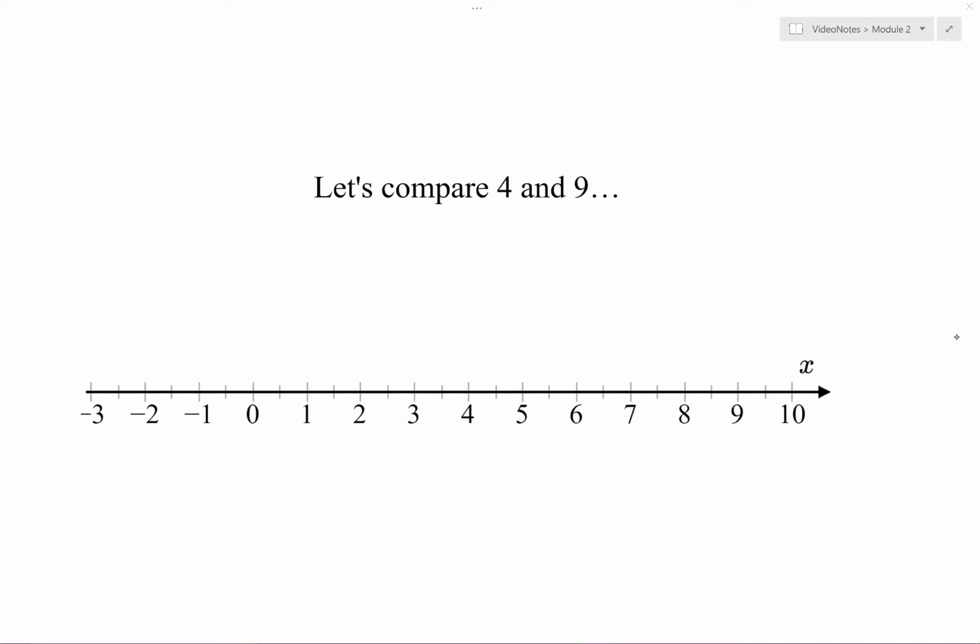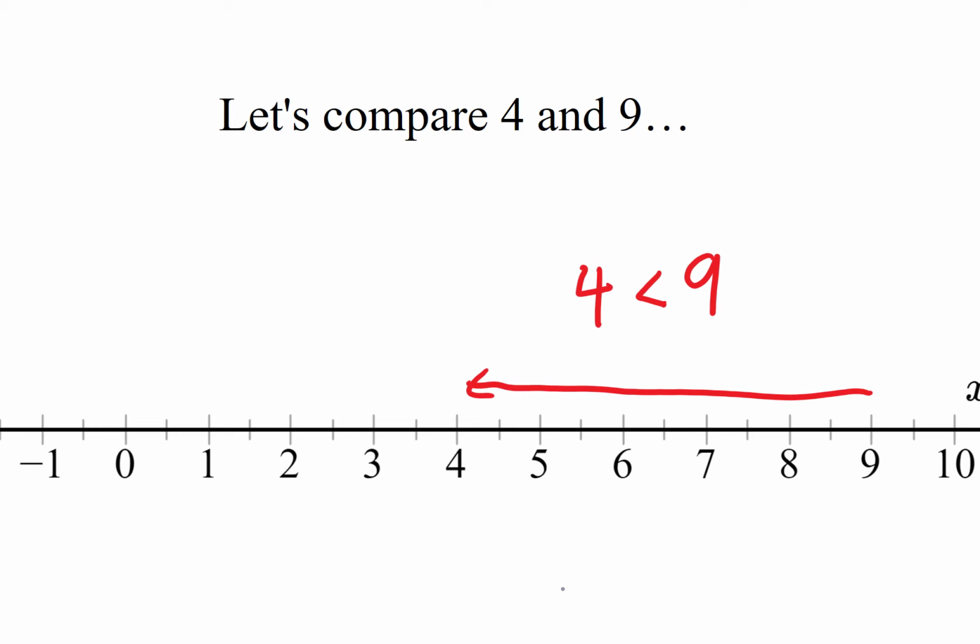Inequality statements represent comparisons between the values of two quantities. For example, let's compare the values 4 and 9. We write the inequality 4 is less than 9 to indicate that 4 is to the left of 9 on the number line. On the other hand, we write 9 is greater than 4 to indicate that 9 is to the right of 4 on the number line.